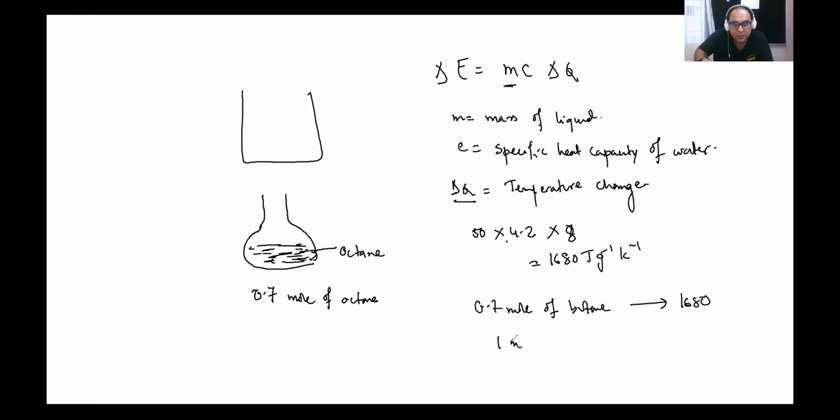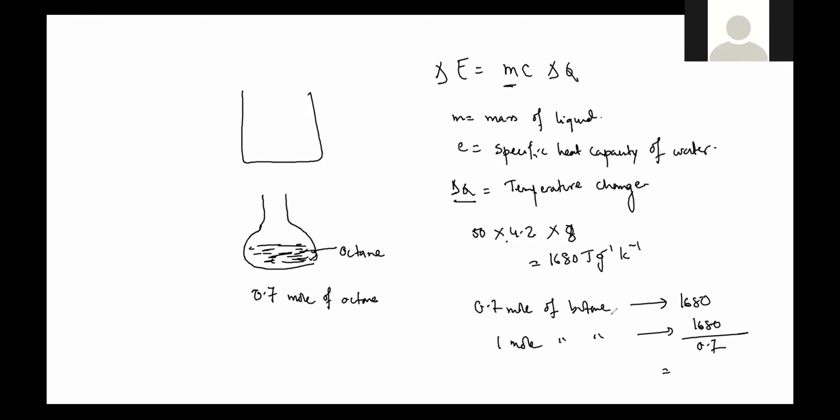The 1 mole of butane will release how much? 1680 divided by 0.7. What's your answer? 2400 joule, or you can write 2.4 kilojoules. So they usually ask the final answer in kilojoules. So just divide by 1000, that's your answer.